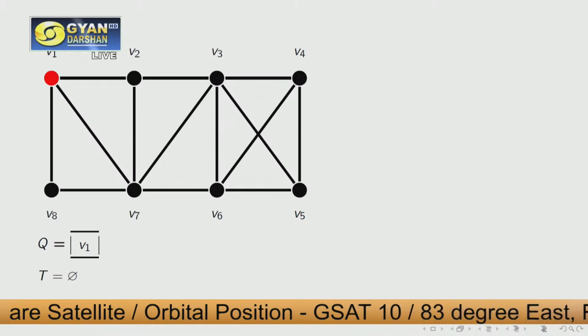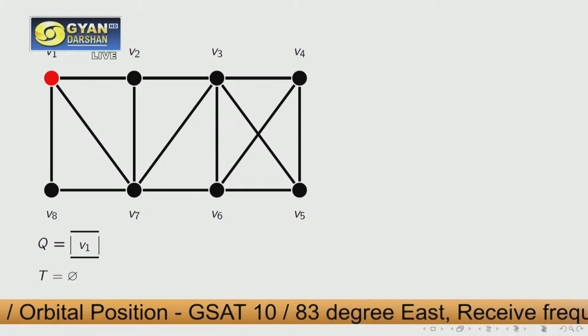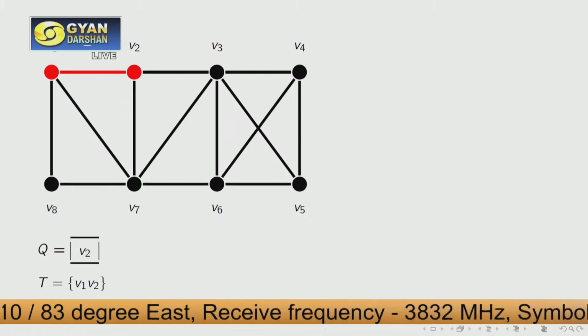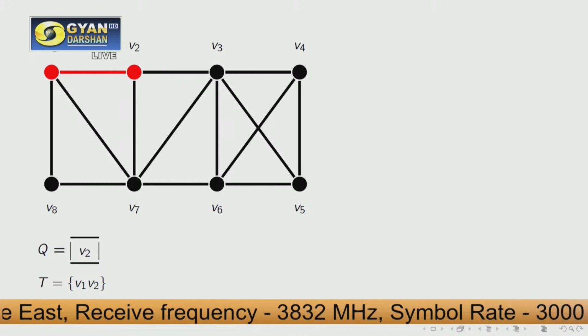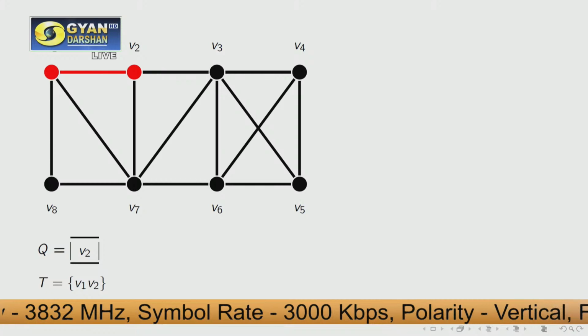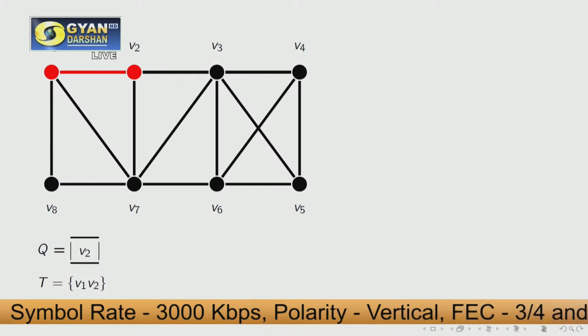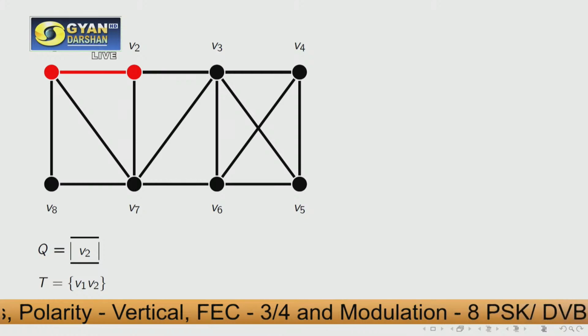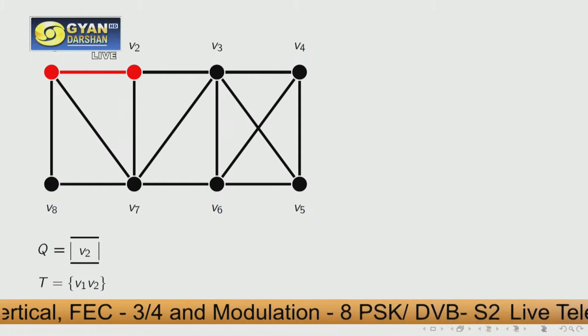So in this order, suppose we visit V2, then what happens? V1 has been removed from Q and V2 has been inserted, right? And what else? We have just added the edge V1, V2 into the tree T. So this is the first edge that we have found for the spanning tree.